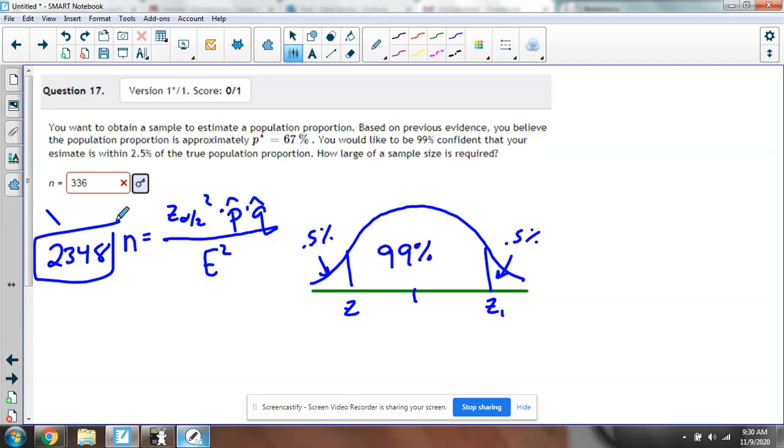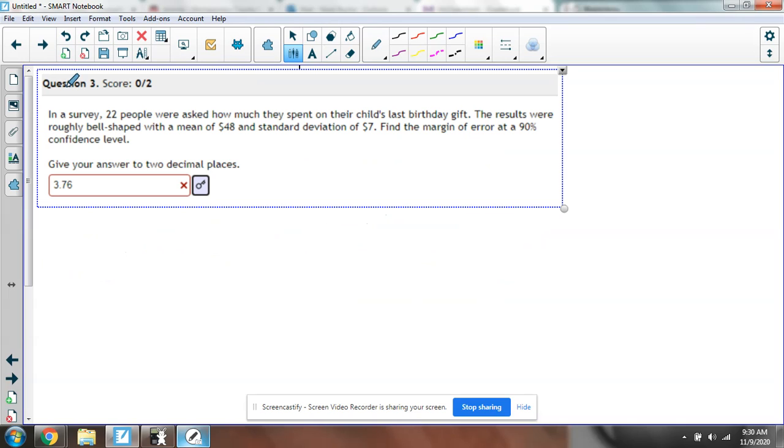Okay, I'm not sure what went wrong, but maybe if you send me your work, you're trying to figure it out. This is question 3 on the quiz. In a survey, 22 people were asked how much they spent on their child's last birthday gift. The results were roughly bell-shaped with a mean of 48, standard deviation of 7. I think I know what you did wrong here.